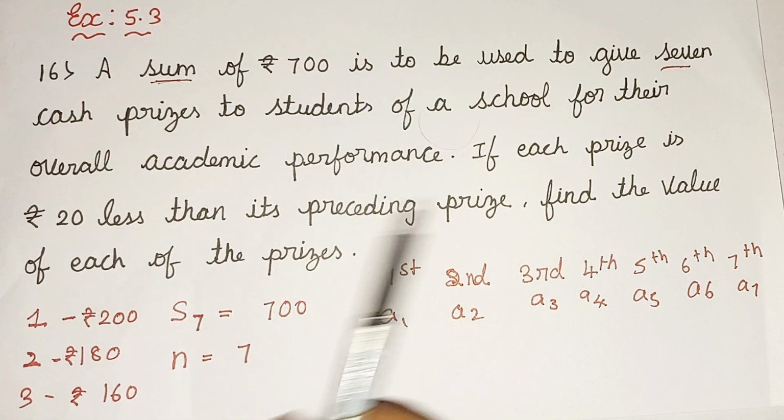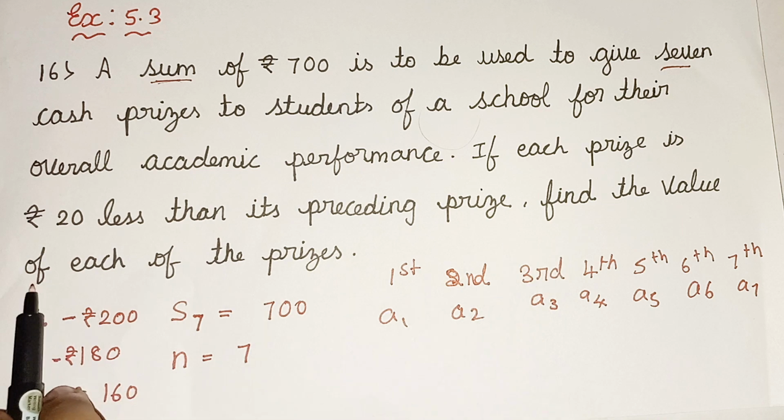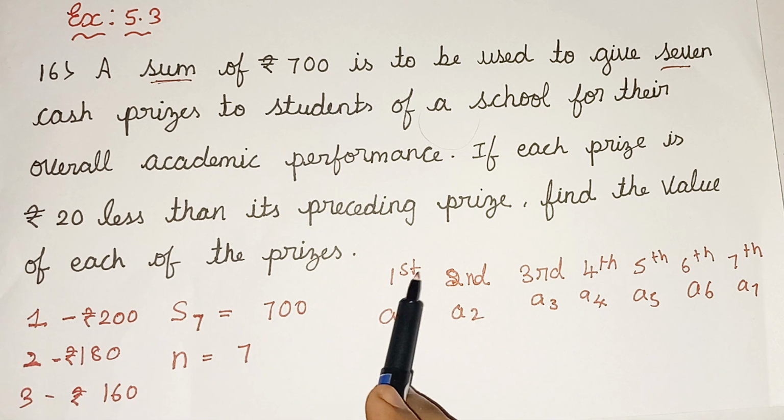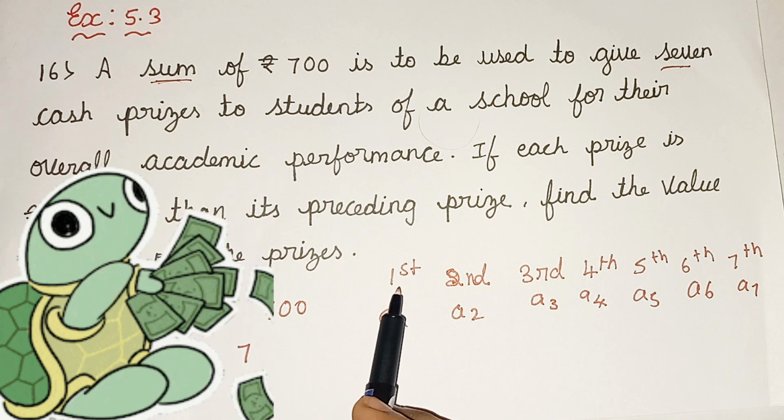Find the value of each of the prizes. We are supposed to find the value of each of the prizes. That means for first rank, how much cash they gave. That is the question here.